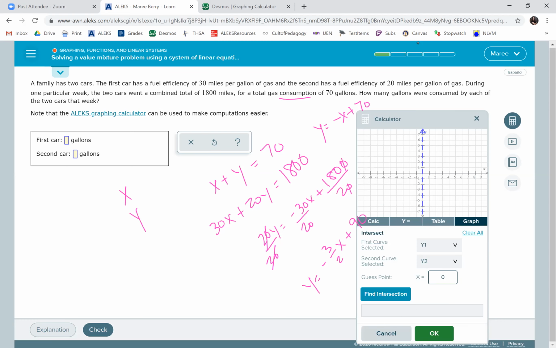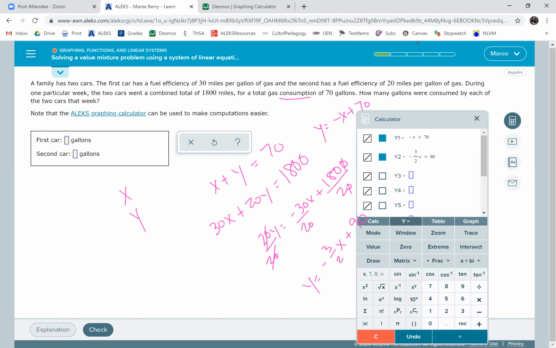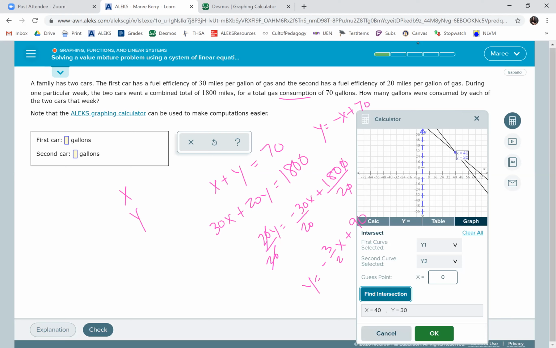Boom. You don't even have to graph it. So Y sub 1, guess point. Yeah, boom. Okay, this is just like the graphing calculator. We have to zoom out until we see the lines, and then we can guess. Once you see the intersection, then you can go to intersect. Find intersection. There it is. Do you see it? 40, 30. Woo! It won't matter which is which.